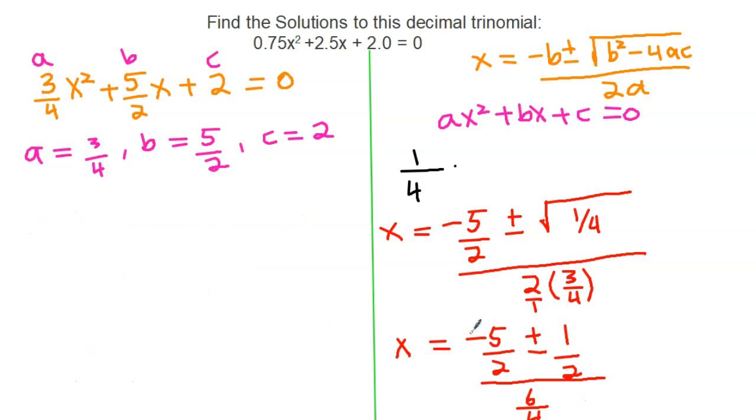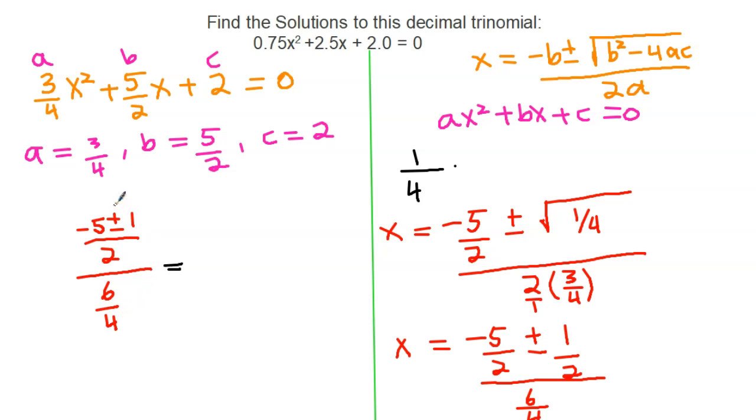At this moment we have fractions over here. All of them are divided by 2, so on top you write negative 5 plus or minus 1 over 2, and here is a fraction 4 on 6. So now we have a fraction divided by a fraction. So our KCF: we keep this, it becomes multiplication, and we flip this.